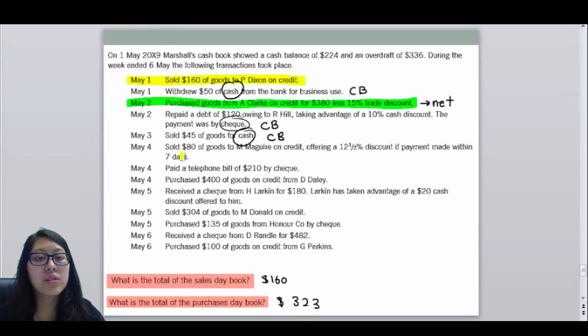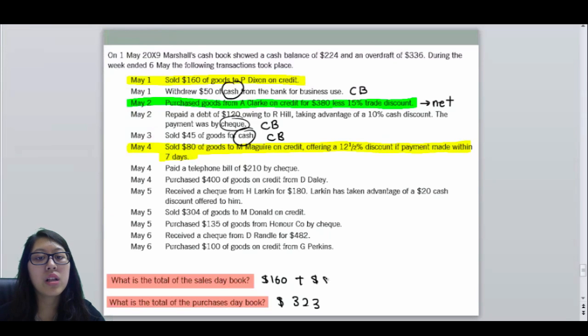It's also cash book. Sold $80 of goods on credit, offering a 12.5% discount if payment was made within 7 days. So we're only going to deduct that figure from the $80 if there is proof, but so far we don't see anything that he has paid us. So we're still going to have to record the sale at its original figure of $80. If you look at May 4, it says we paid telephone bill, and then there's a receive a check, and so on, but there's no proof that they have paid us yet, so they can't get the discount either. So we're just going to add the original figure to the sales day book of $80.